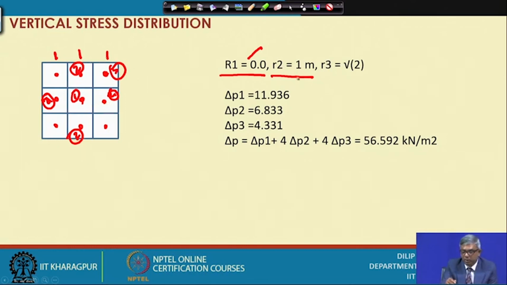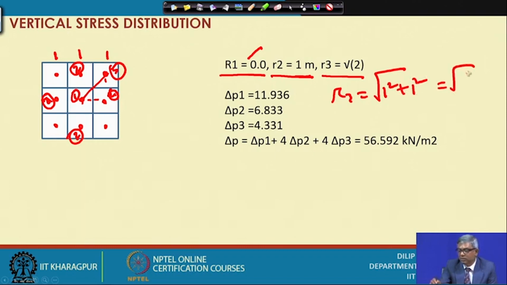So, R2 becomes 1 meter. What about R3? R3 will be this distance and this distance and under root of that. So this distance becomes 1 meter, again this distance is 1 meter. So ultimately R3 will be under root 1 square plus 1 square, so ultimately under root 2. So, that is what is shown.